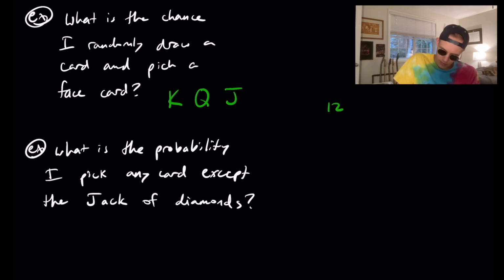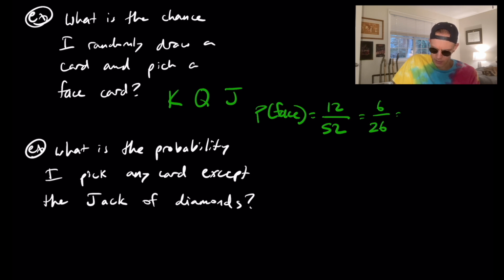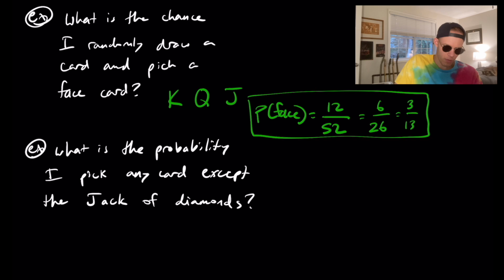Put that down here. Out of 52 total cards, so probability of drawing a face card is equal to 12 out of 52. If we reduce that, that's going to be 6 out of 26, and then we can do that again, 3 out of, what's that, 13? Makes sense. And if we want that as a percentage, 3 out of 13, that's going to be 23.07%. If you don't know how I'm getting these percentages, you need to go figure that out on your own.